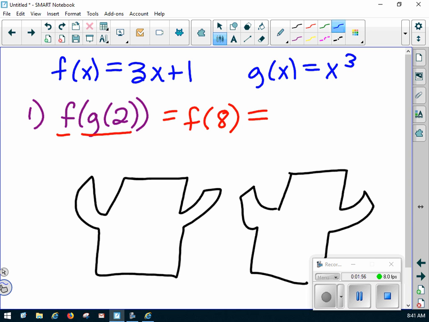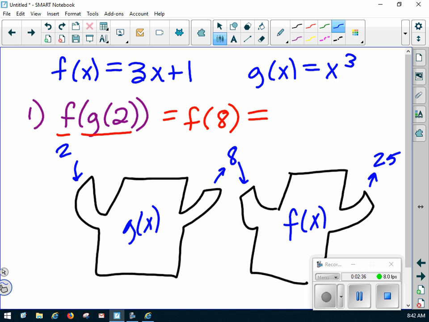Now, in this setup here, f of g of 2, which one happens first? G. So this one's g, right? And this one's f. Now, so what are we going to g? We're going to g 2, right? So what goes into g is 2. So 2 goes into g. What comes out? 8. 8 comes out. What goes into f? 8. So 8 goes into f. What do you get? 25. 24 plus 1? 25.